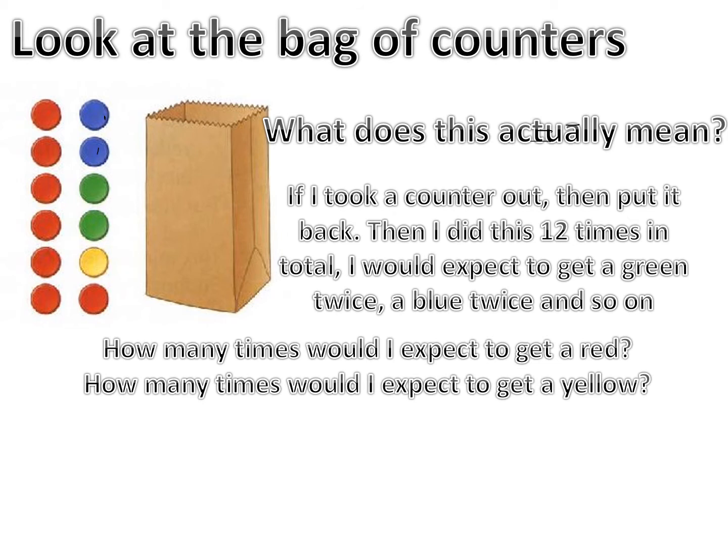So how many times would I expect to get a red? You can see here, how many times do we have red? 1, 2, 3, 4, 5, 6, and 7. So the expectation to get a red is 7 out of 12. And how many times would I expect to get a yellow? Since we have only one yellow, 1 out of 12 is the expectation for us.